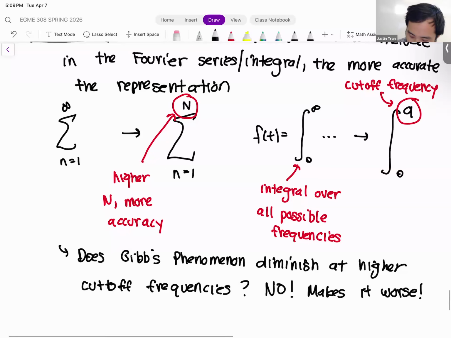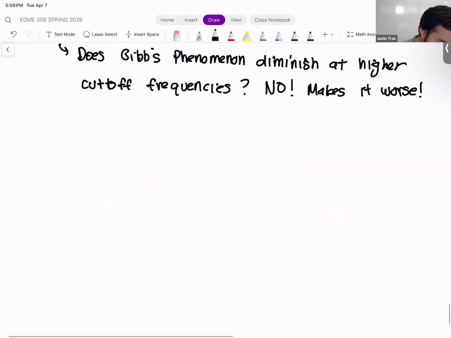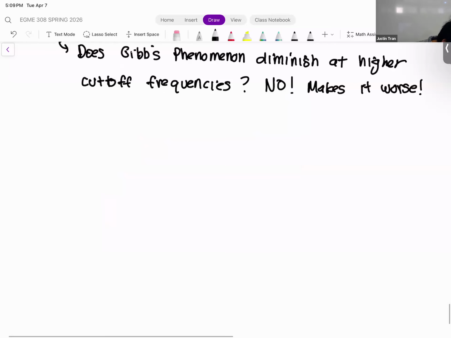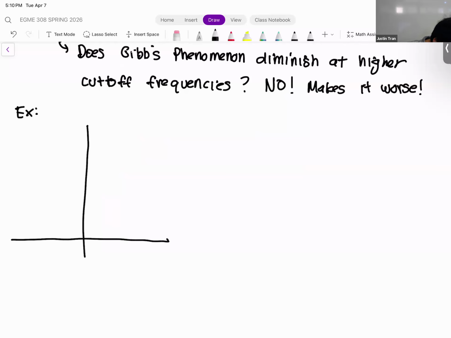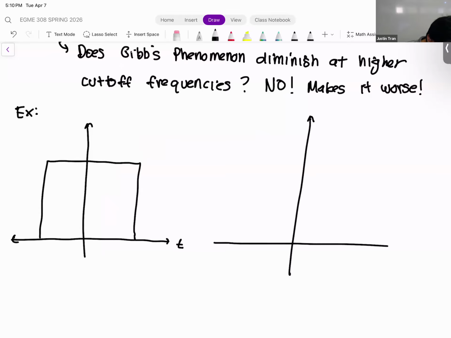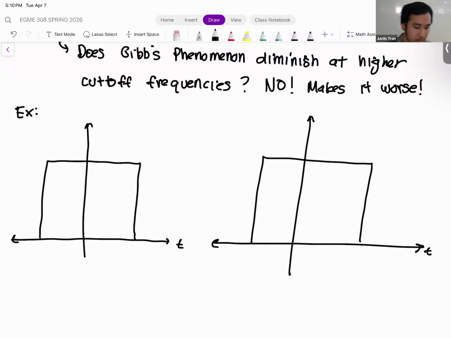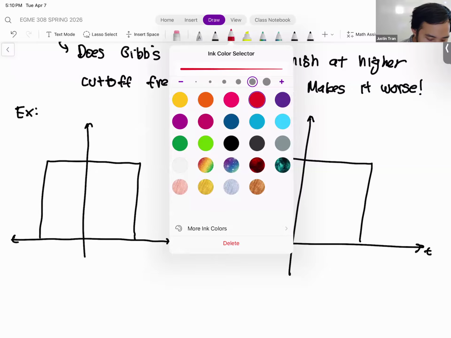Okay, so I'm going to draw you two images here. One is going to be with a low cutoff frequency, and another one with a slightly higher cutoff frequency. I'm going to use our same square pulse. So we have the same square wave. In black there, I have our same underlying function with a discontinuity.